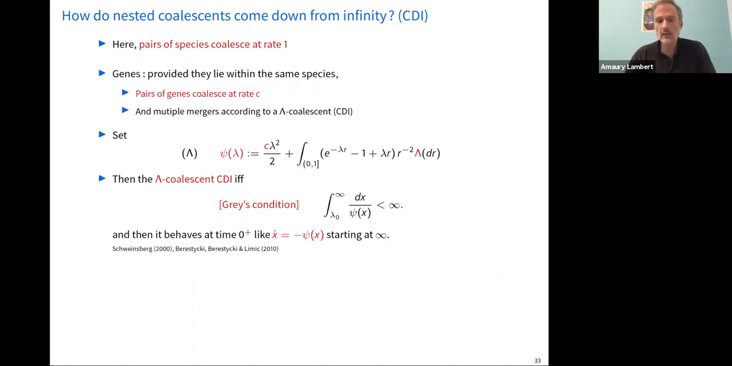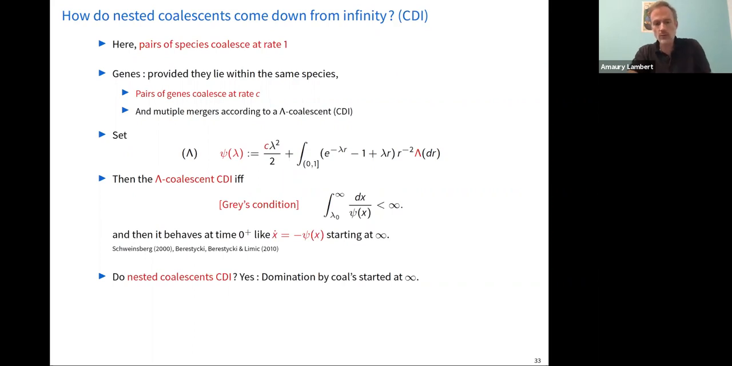at infinity. And in that case, the number of lineages in the lambda coalescent behaves at small times like the solution to x dot equals minus psi of x, starting at infinity, right? So there is always, of course, because of this integrability condition, one unique solution to this equation starting at infinity. And still there's no central limit theorem because, at least for the number of blocks, there's no randomness remaining at small times.